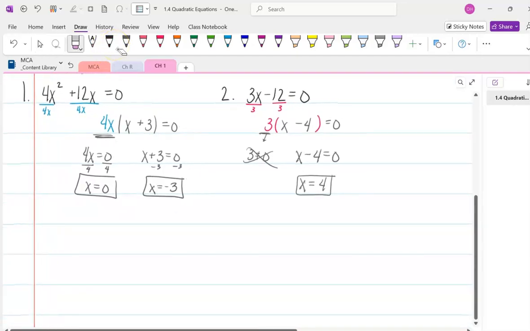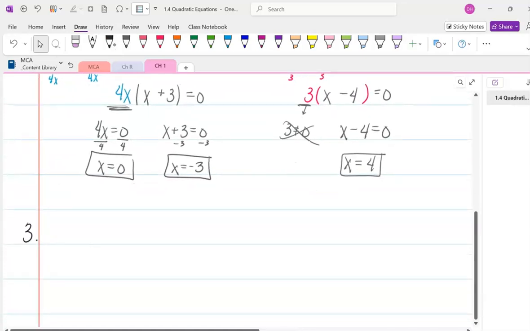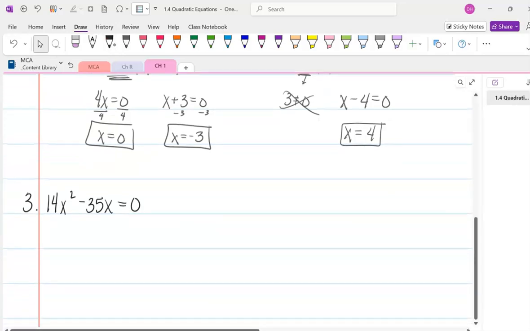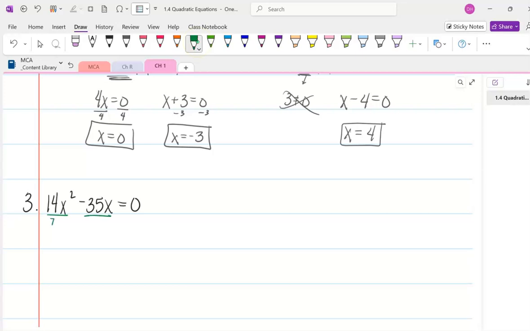Question number 3. We'll do 14x squared minus 35x equals 0. So in both of these terms, I can GCF a 7 and an x. So you pull out 7x, and then inside of our parentheses, we put what's left over. So we've got 2x minus 5 equals 0.